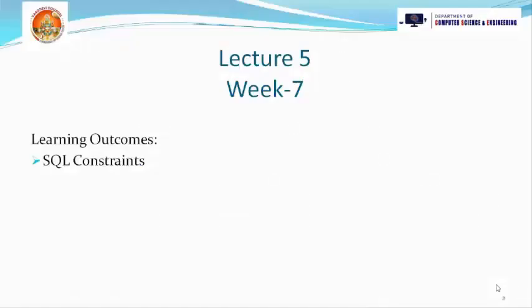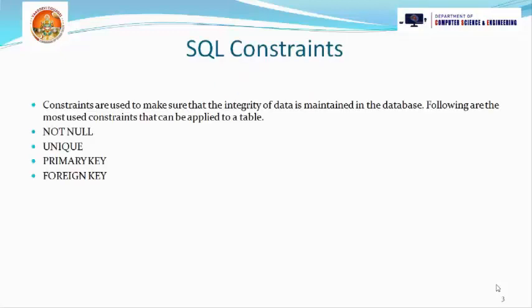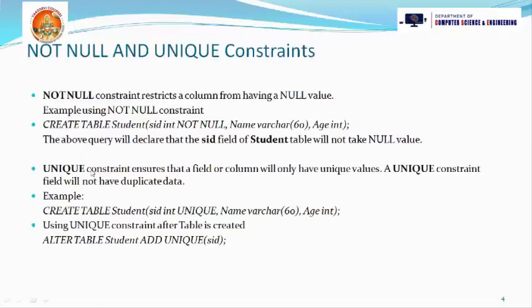In this session, we will learn about the constraints. Constraints are used to provide integrity for the data stored in the database. Means the data that is stored in the database must satisfy some integrity constraints. For example, name cannot have a null value and the ID must be unique. In the same way, we have different types of constraints: not null, unique, primary key, and foreign key.